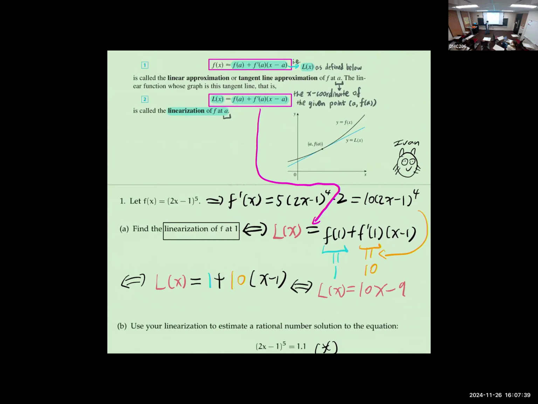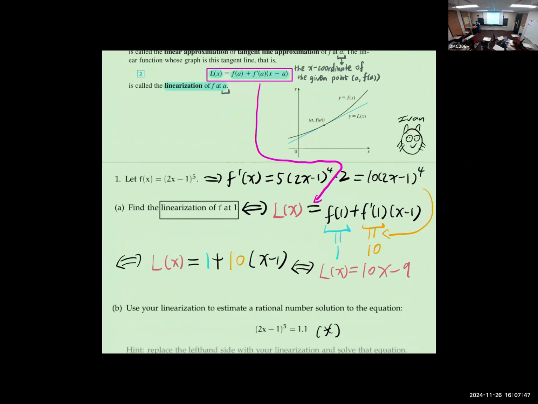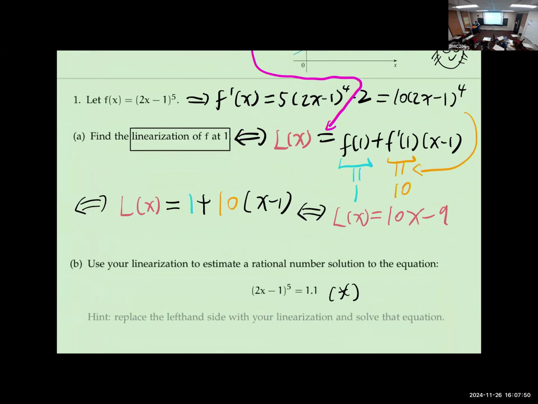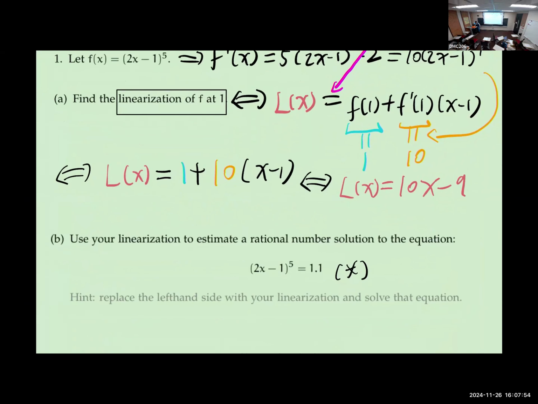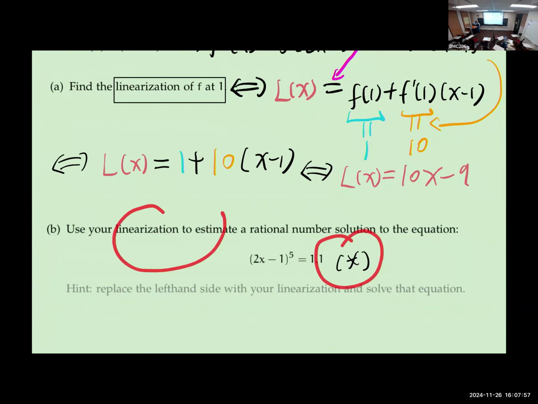Next, we want to use this L of x to estimate a rational number solution to this given equation. Let's call this equation star. This is kind of a new, pretty novel type of problem. Use the linearization to solve that. Well, the core spirit of linearization is to use L of x to approximately replace f of x. That is, f of x approximately equals L of x. That is what linearization means.